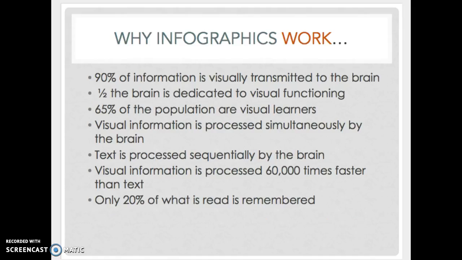So why do infographics work? Why did we decide that we want you to use an infographic instead of a Google slide presentation? Well, 90% of information is visually transmitted to the brain. Half the brain is dedicated to visual functioning. 65% of the population are visual learners. Visual information is processed simultaneously by the brain. Text is processed sequentially by the brain. Visual information is processed 60,000 times faster than text. Only 20% of what is read is remembered.